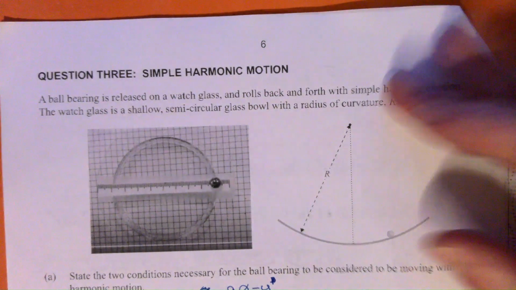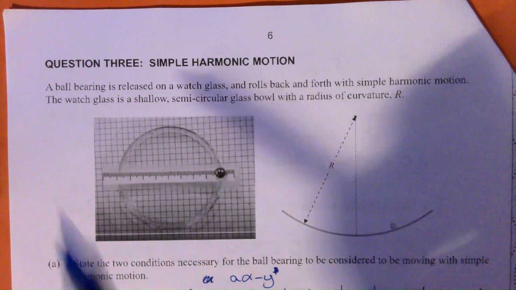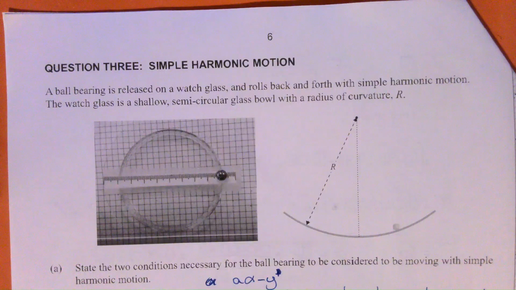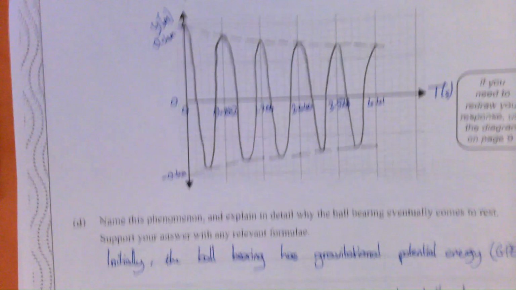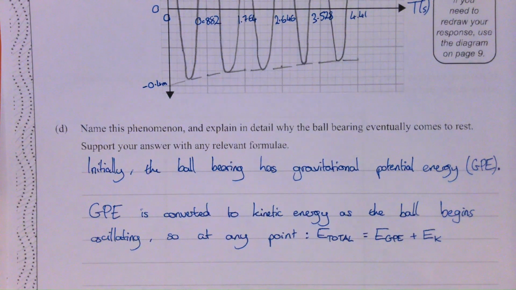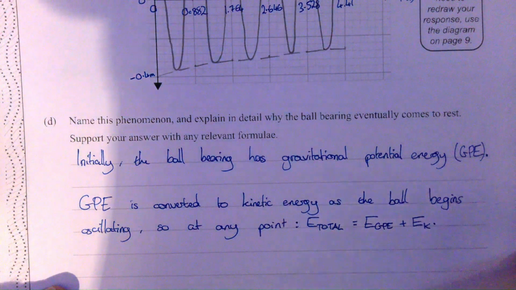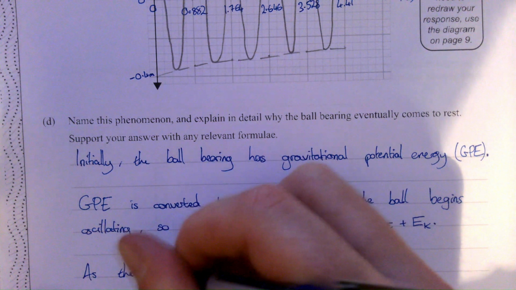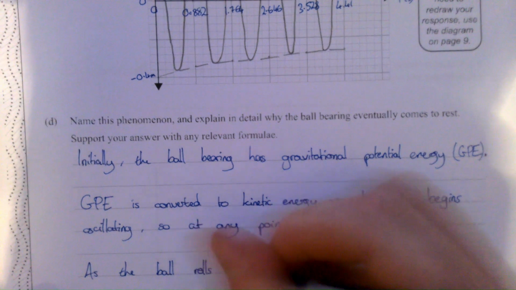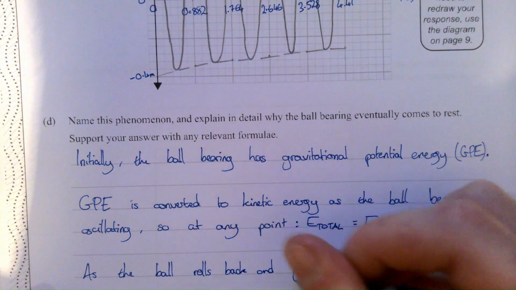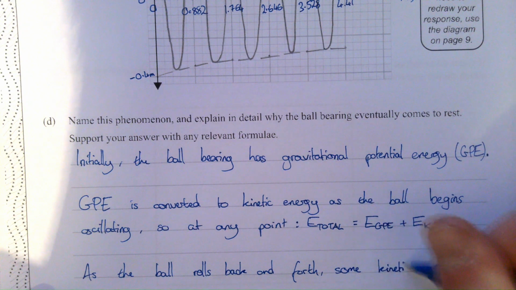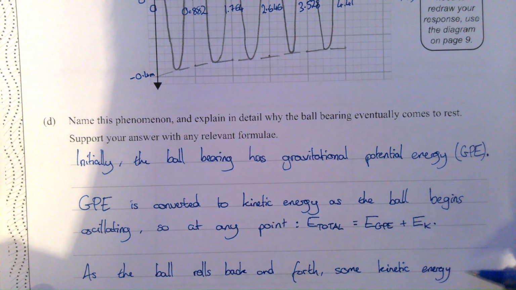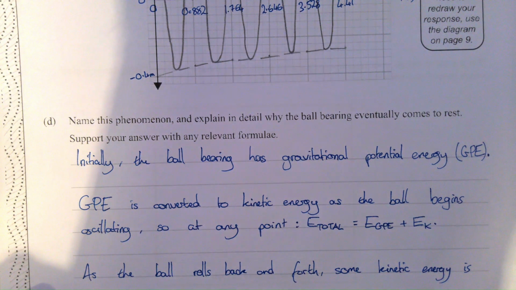Now, because we are not told that this is a frictionless surface or an icy surface, and we are told that it's made of glass, we can assume there is friction. And obviously, because it's damped, we know there must be some sort of resistive force. So, as the ball rolls back and forwards, or back and forth, some kinetic energy is lost due to friction.